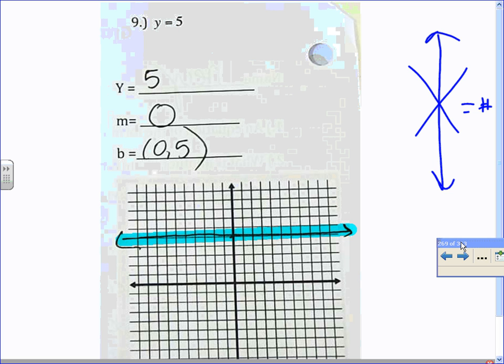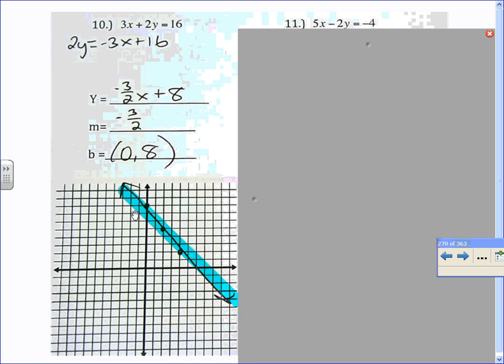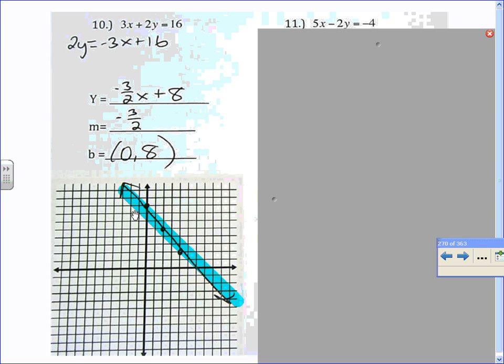Okay, number 10, Briar. Oh, 10, not 11. Okay, so if B is 8, this should be 8. You said 16. This should be 8. Okay. And negative linear function, it starts at 8, goes down 3 to the right 2, down 3 to the right 2. All right, Sean, number 11.